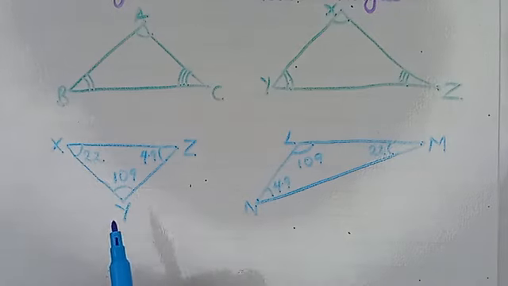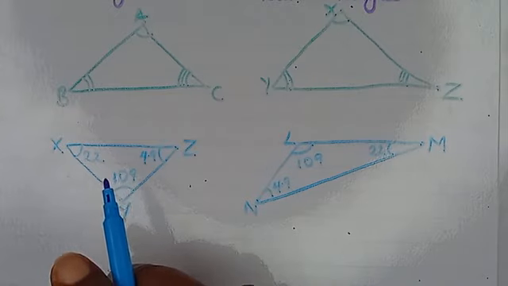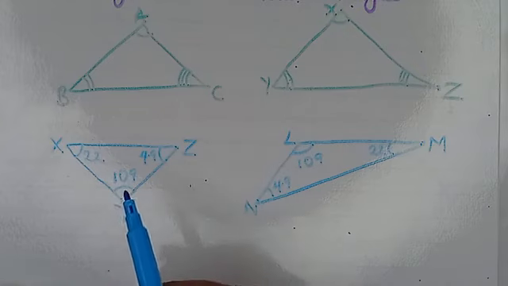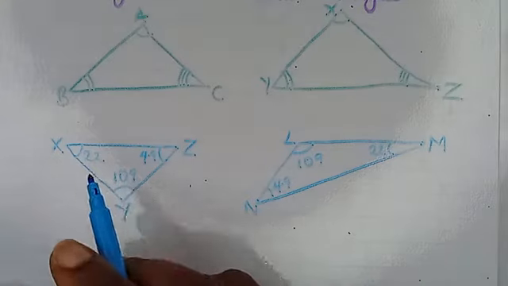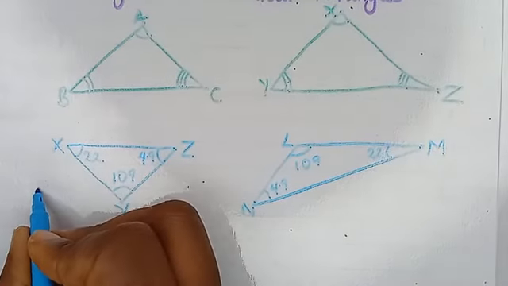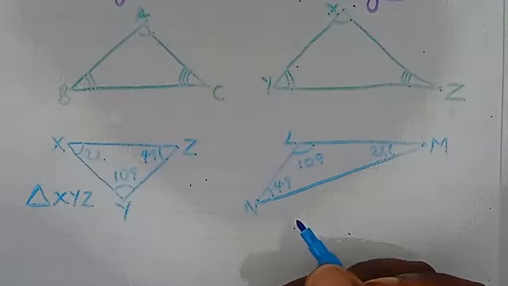Now, we want to learn how to name equiangular triangles. So let's start from the first diagram. We can just say that this is triangle XYZ, and that will be all.